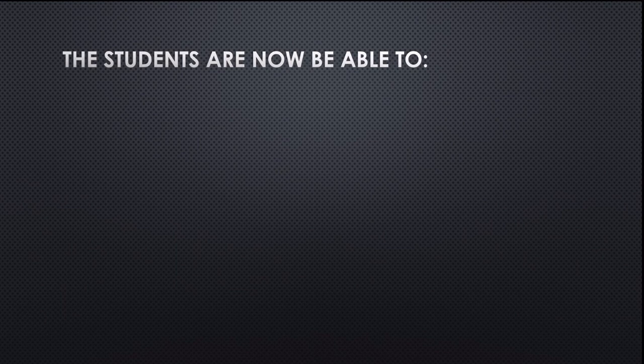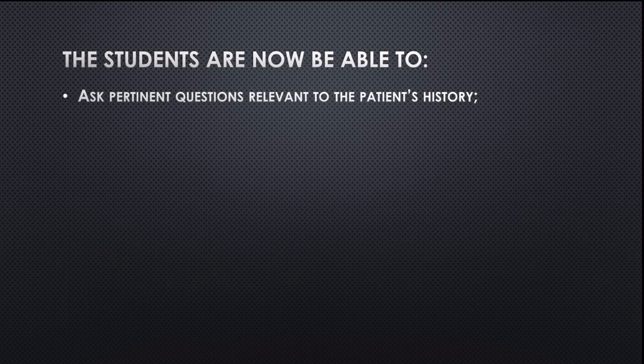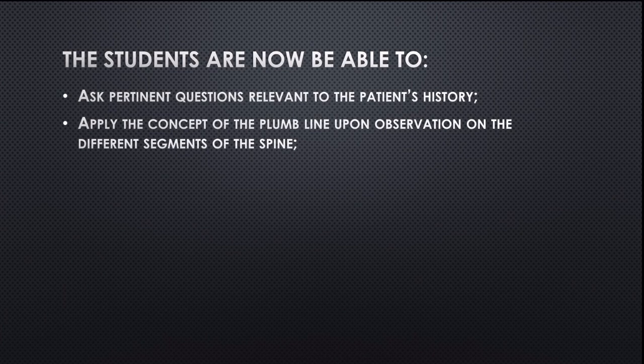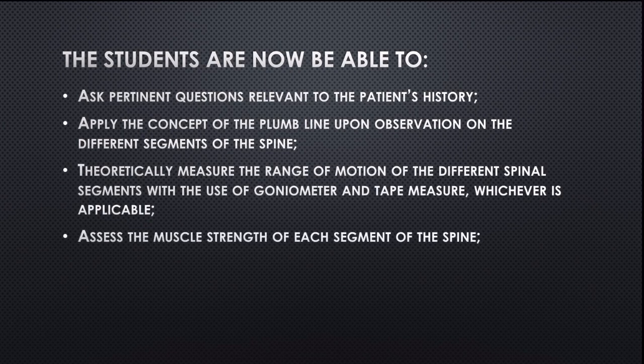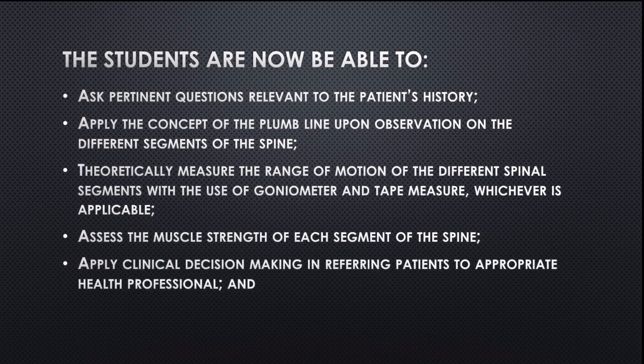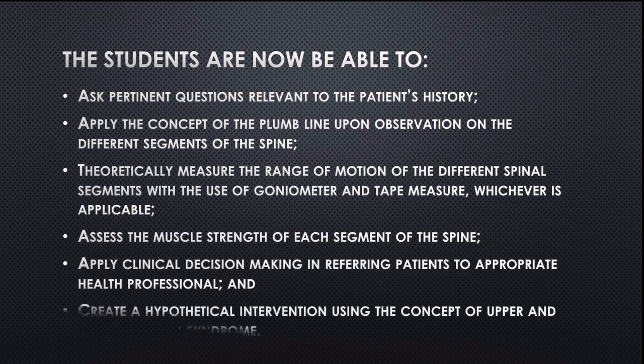Then this is the end of my lecture, and the learning outcomes that we have achieved are these. The students are now able to ask pertinent questions relevant to the patient's history, apply the concept of the plumb line upon observation of the different segments of the spine, theoretically measure the range of motion of the different spinal segments with the use of goniometer and tape measure, whichever is applicable, assess the muscle strength of each segment of the spine, apply clinical decision making in referring patients to the appropriate health professional, and lastly, create a hypothetical intervention using the concept of upper and lower cross syndrome.